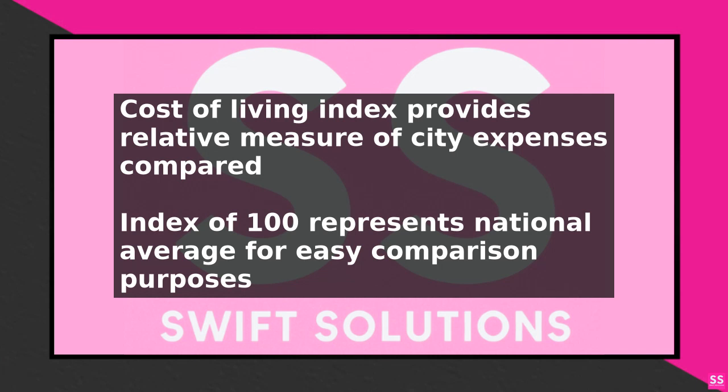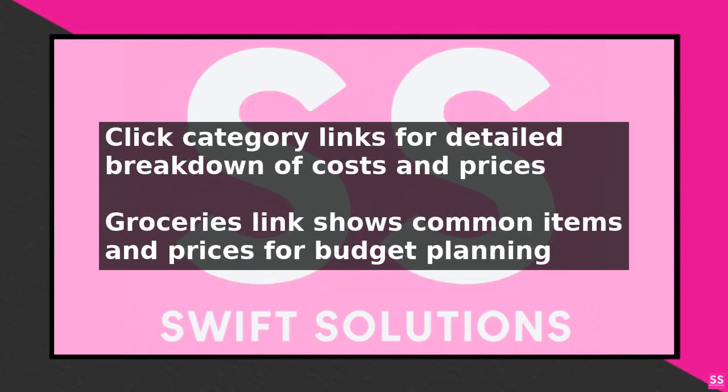To get a more detailed breakdown of the cost of living, click on the links for each category. For example, if you click on the groceries link, you will see a list of common grocery items and their prices in the city you are researching. This can help you understand how the cost of living in that city compares to other cities.